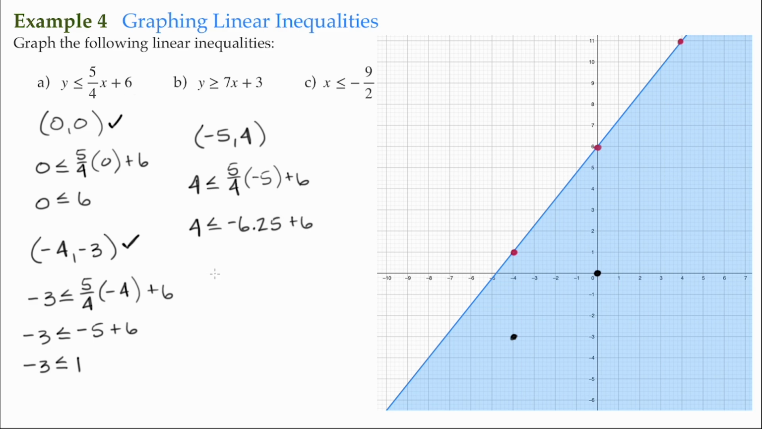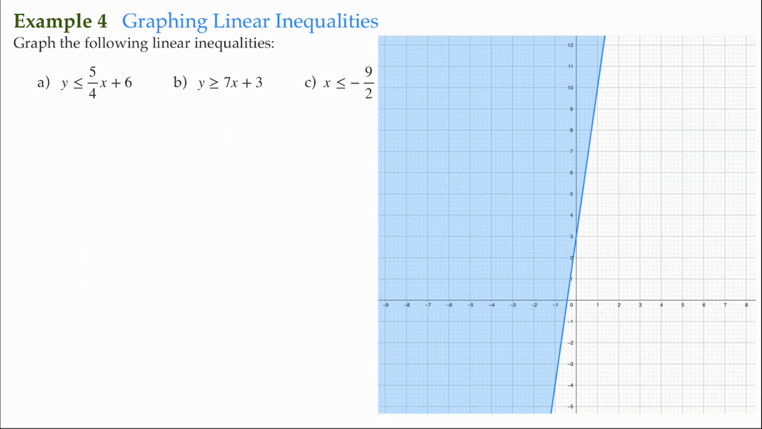Plus 6. 4 is not less than or equal to, so we're just going to put a line through it. So 4 is not less than or equal to -6.25 plus 6. That's -0.25 or 1/4. And of course, here is -5 and 4 over here, certainly not falling within our region. So this does not work. So let's try letter B.